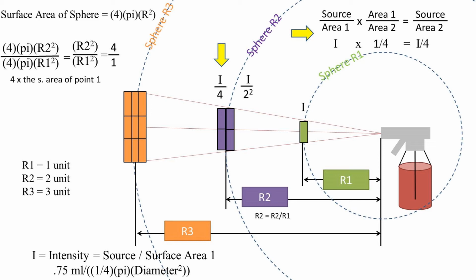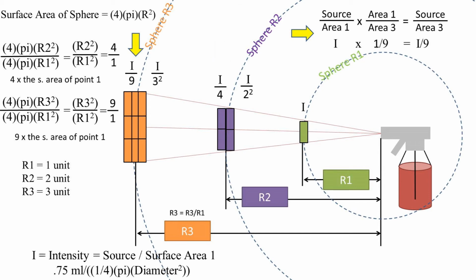To further drive this in, we can think in terms of the intensity at point 1 is the source over the surface area of the sphere at point 1. To get the intensity at point 2, which is the source over the surface area of a sphere at point 2, we can multiply the intensity baseline by the surface area of a sphere at point 1 divided by the surface area of a sphere at point 2. Doing the same thing for 3 units away, we get that the intensity is 1/9 the intensity at point 1, or the inverse square of radius 3 relative to the initial radius 1, radius 3 divided by radius 1.